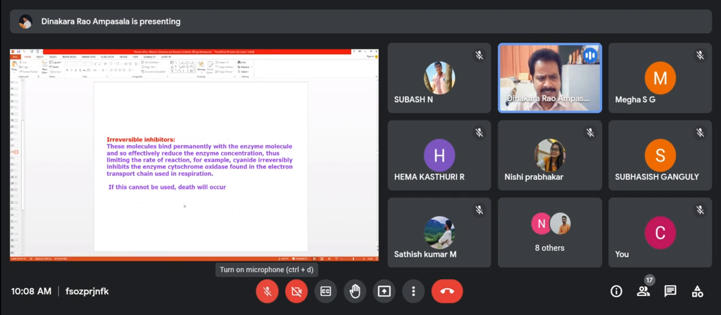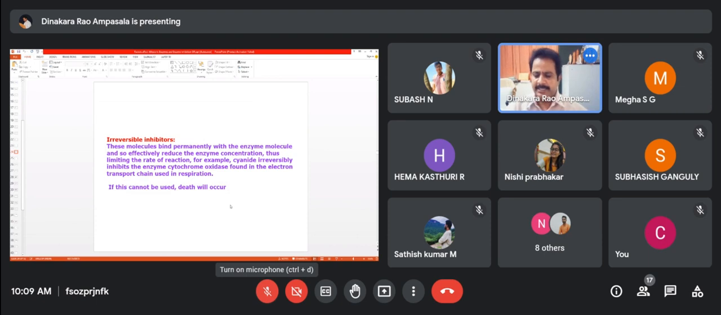Okay, next one is irreversible inhibitors. We have already discussed these molecules will interact with the protein and break the bonds, and it will not revert back even if you remove that inhibitor. That kind of inhibitor we can call an irreversible inhibitor. Cyanide is the best example. It is an irreversible inhibitor of the cytochrome oxidase enzyme found in the electron transport chain in respiration. So even if you reduce the reaction, the damage has already happened.